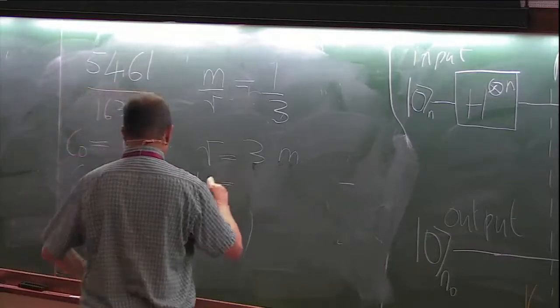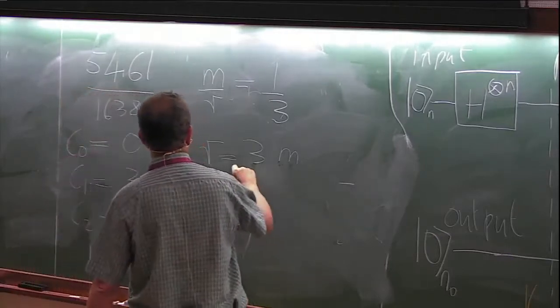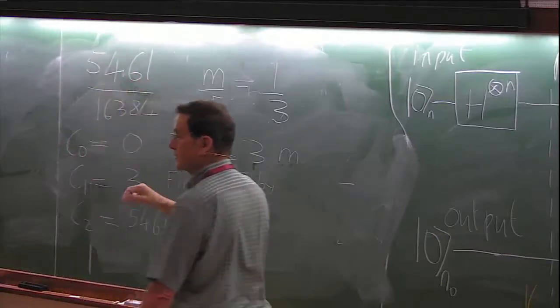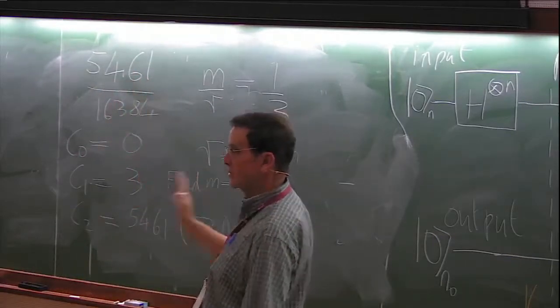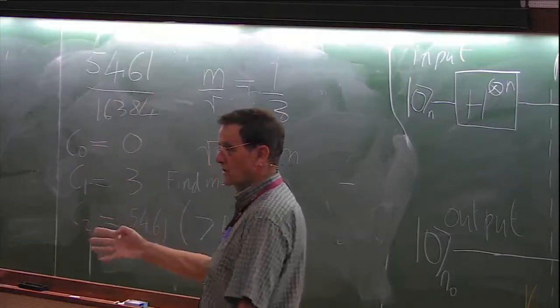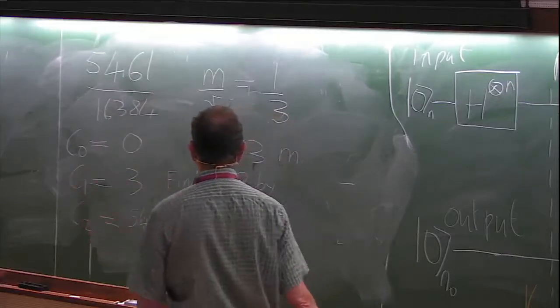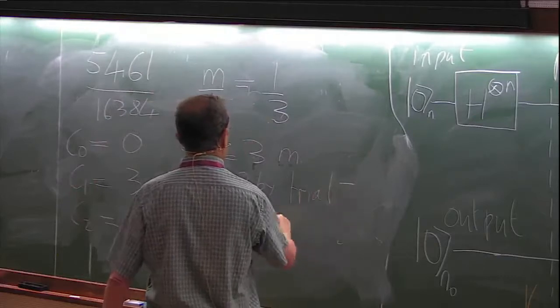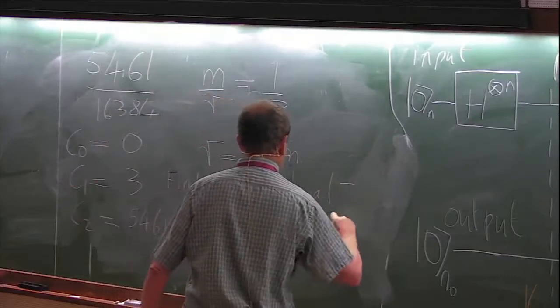So you find m equals 2, because that corresponded to the second peak. But of course, when you did the measurement, you didn't know that. You just get one number out. You don't know which of the peaks it corresponds to. So you find m equals 2 by trial and error.